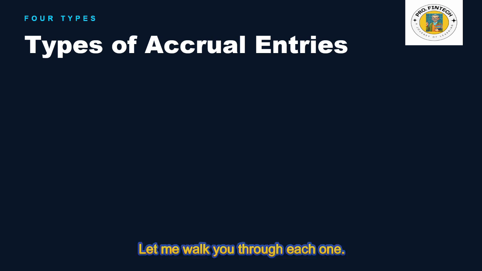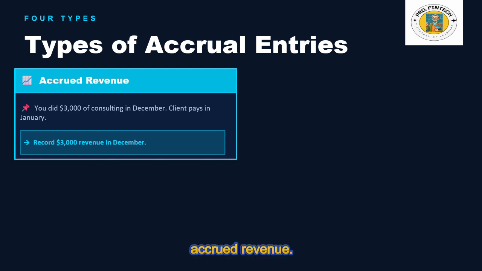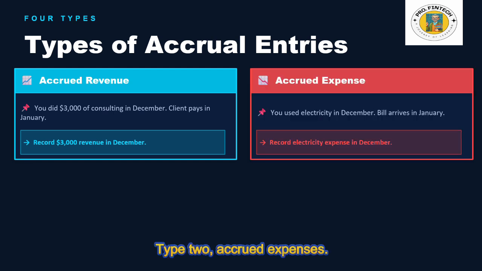Now there are actually 4 different types of accrual adjustment you need to know. Let me walk you through each one. They all follow the same core logic. Type 1, accrued revenue. This is where you have earned money but haven't received it yet. Like our original freelancer example, work done in March, paid in April. You record March revenue in March. Simple. Type 2, accrued expenses. This is where you owe money but haven't paid yet. Like our coffee bean story. Beans received in January, paid in February. Record January expenses in January.